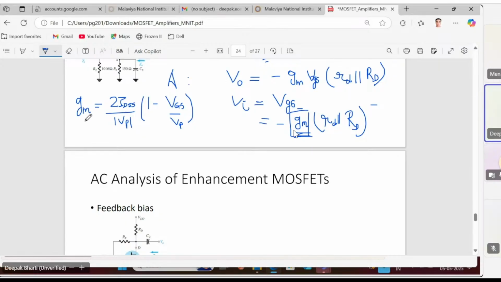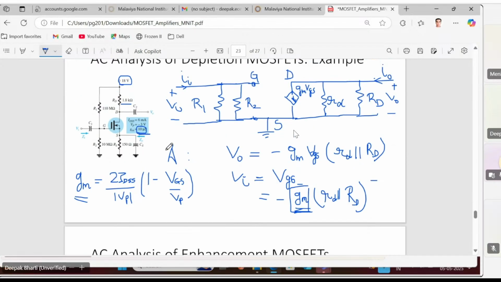In order to calculate GM, again, all the quantities are known. IDSS is known, Vp is known. Only thing not known here is your VGS, VGSQ, that is the operating point VGS. So how will you find out the operating point VGS? Again, by doing the DC analysis.